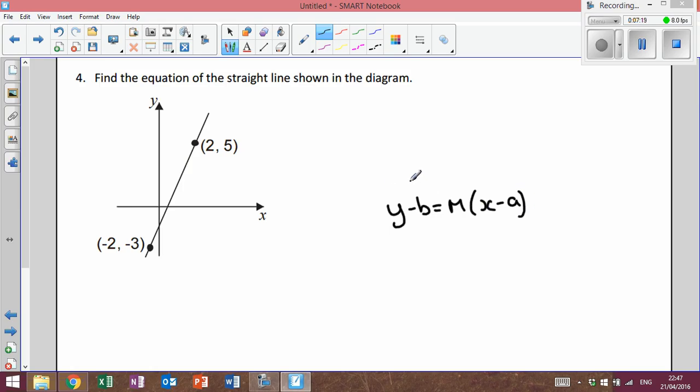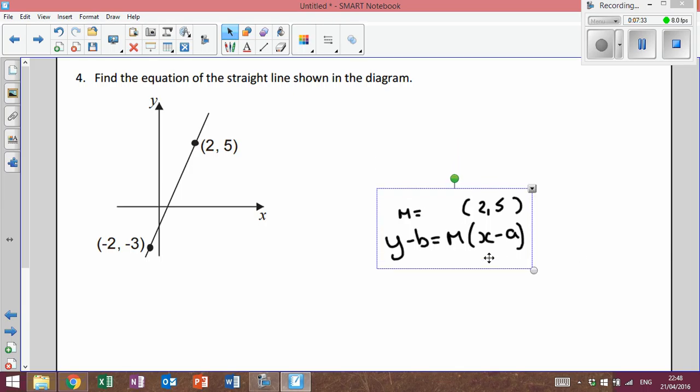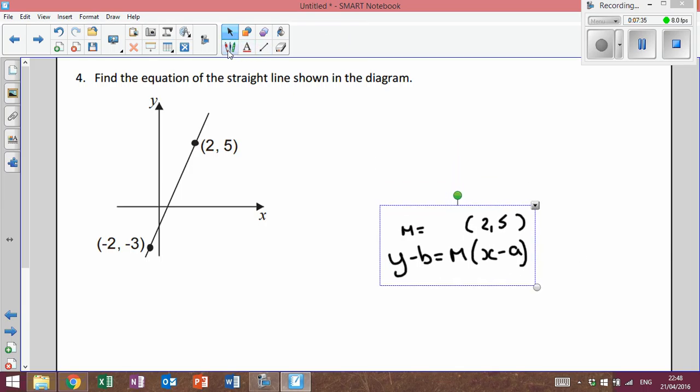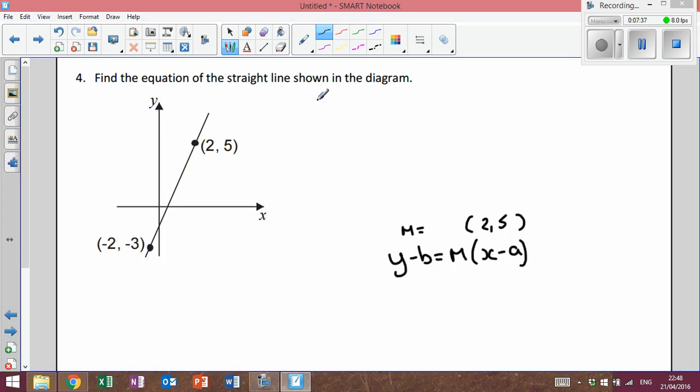Now for that, I need the gradient and I need a point. I've got a point, I'm probably going to use 2, 5, because it's got no negatives. I'm definitely going to be using that. Now I need to find the gradient.